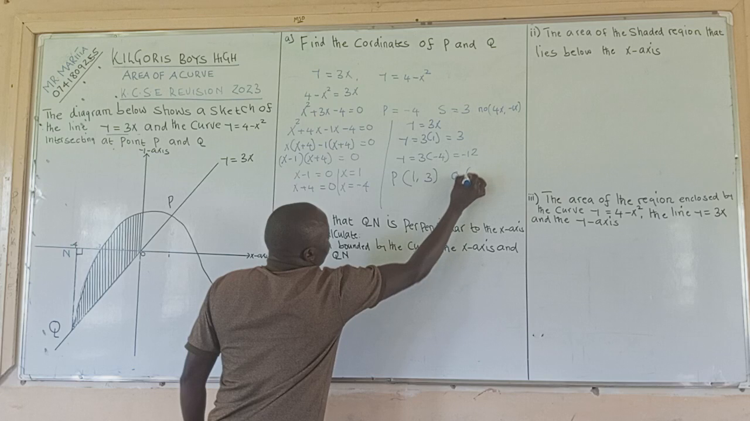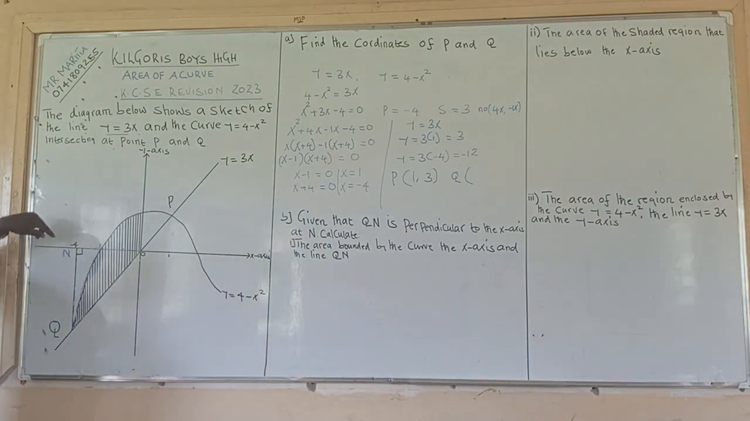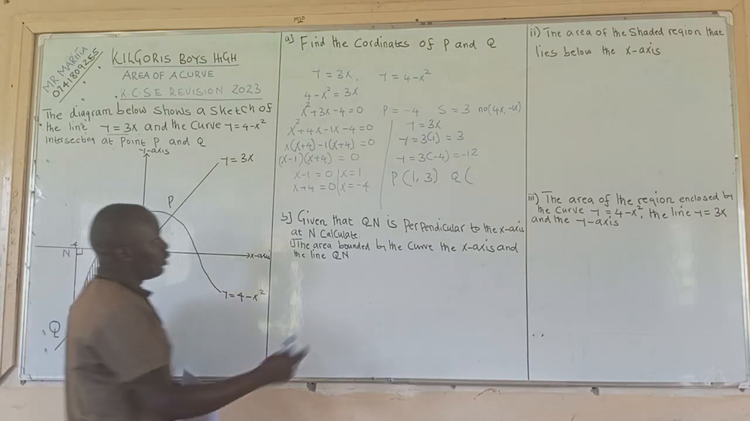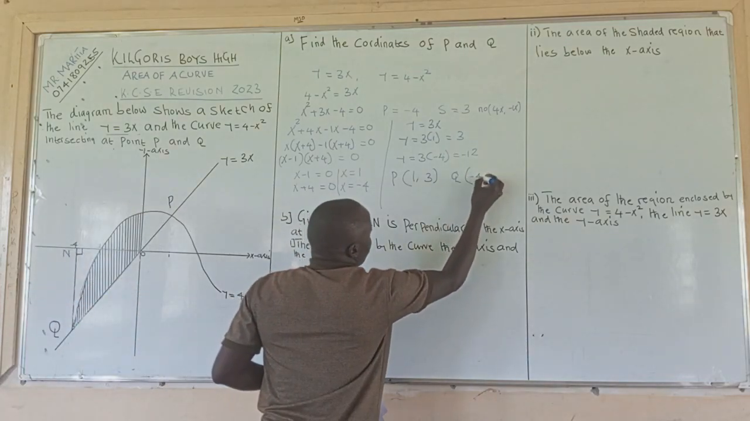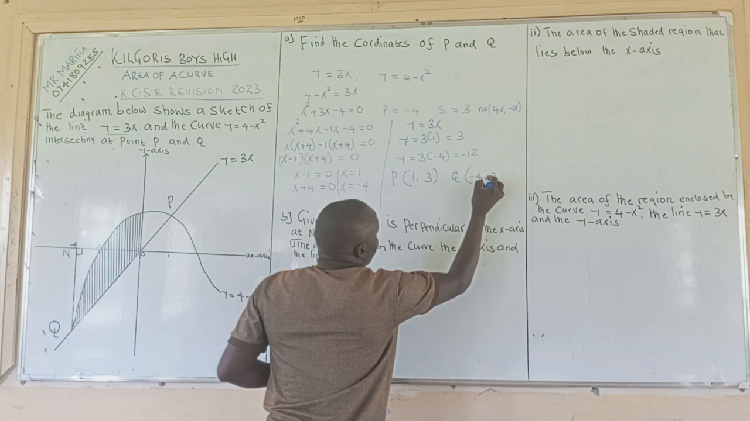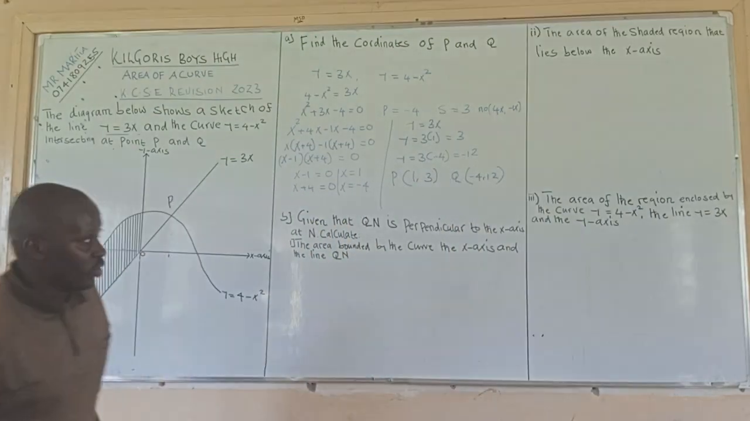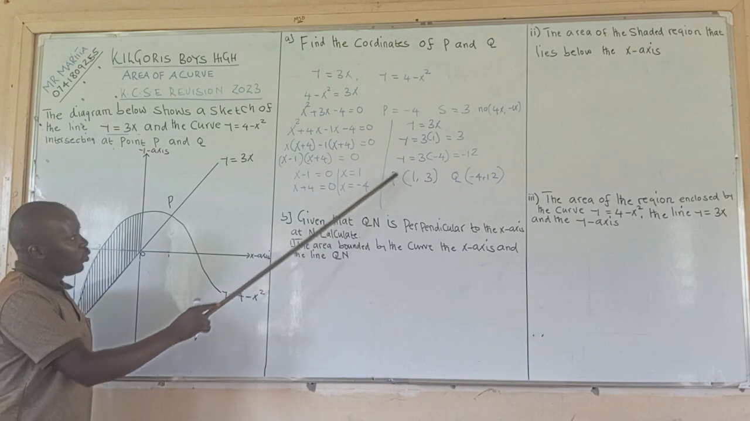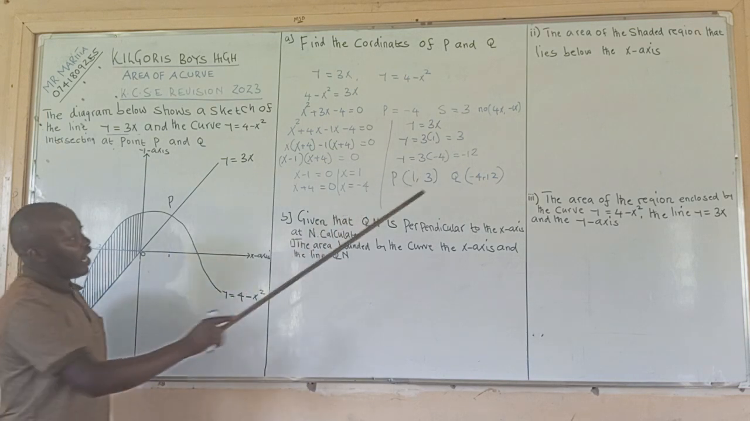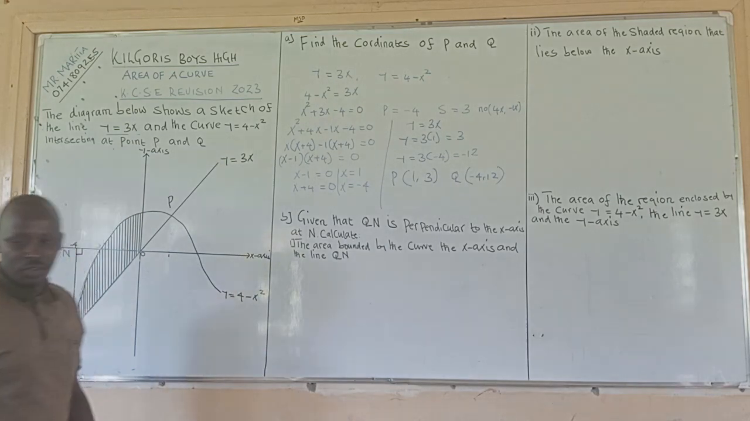To have the coordinates of Q, the value of x is negative 4 and y is negative 12. So we have negative 4 on the x-axis, and Q is negative 4, comma, negative 12. Those are the coordinates of P, which is 1, 3, and Q, which is negative 4, negative 12. Correct? We proceed.